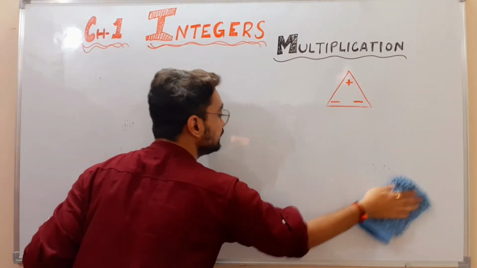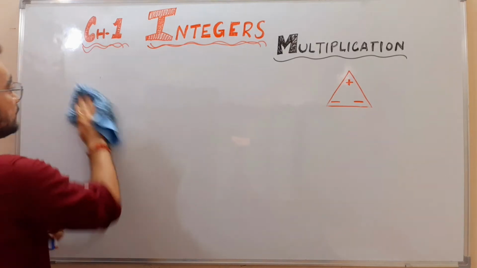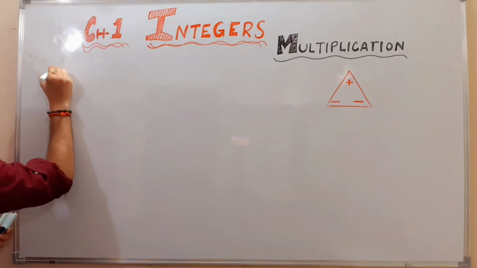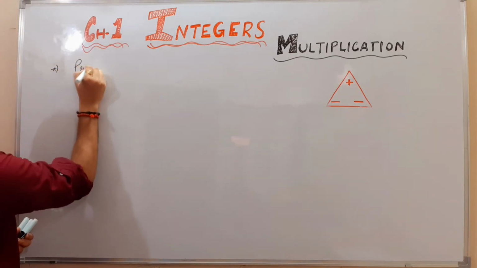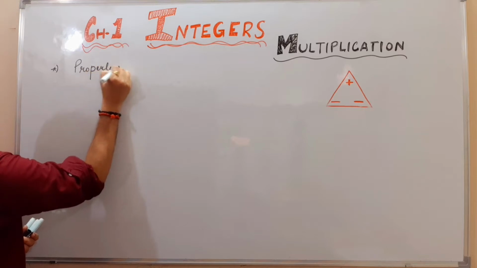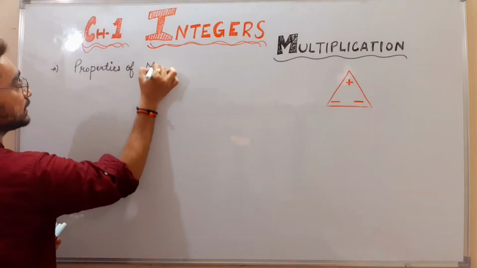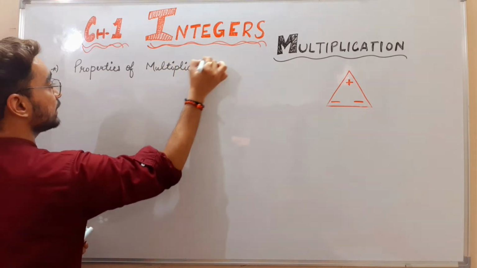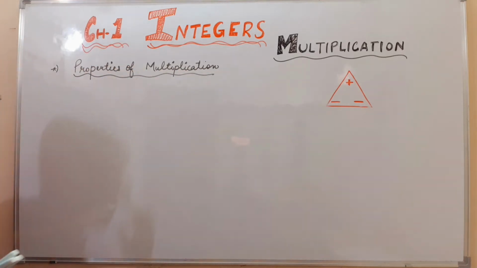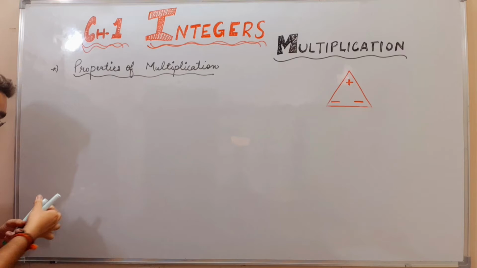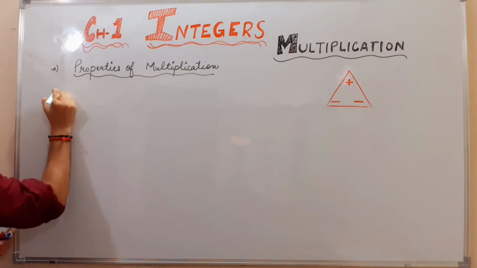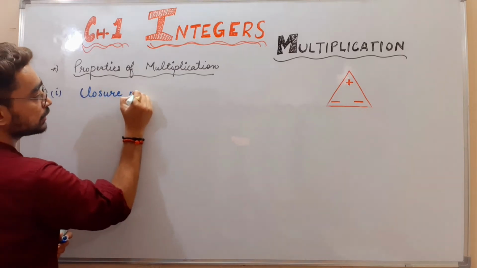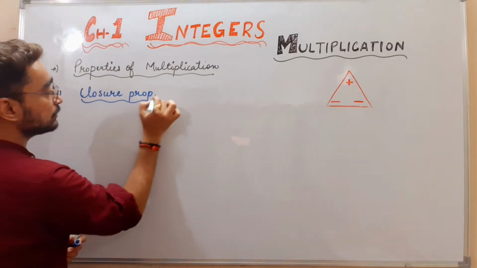We have certain properties of multiplication also, like we had in the cases of addition and subtraction. So I am writing here: properties of multiplication of integers. The first property, everyone knows that, is the closure property. What does this closure property say?